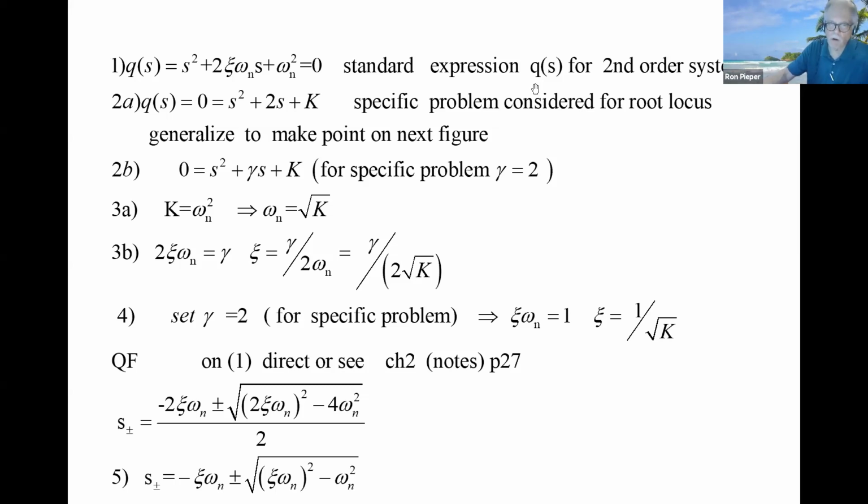So there is our standard form for a second order system, which setting it to 0 gives us the characteristic equation. And as we would see if we made notes on it, the problem we just solved also had a quadratic, and it took the following form.